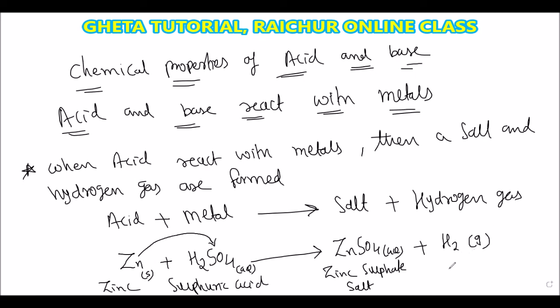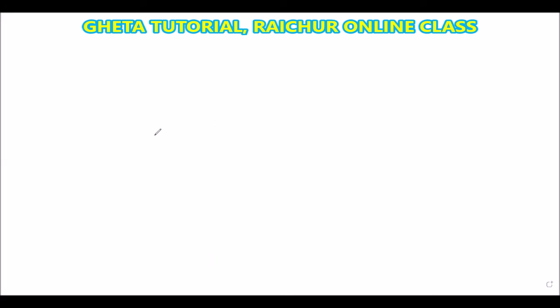Hydrogen gas. Okay. So this is the hydrogen gas. See, this is the reaction when the acid reacts with the metals. You know that it gives a salt and hydrogen gas. But there's one more question they will ask: how will you recognize the hydrogen gas in this reaction? By the pop sound test.